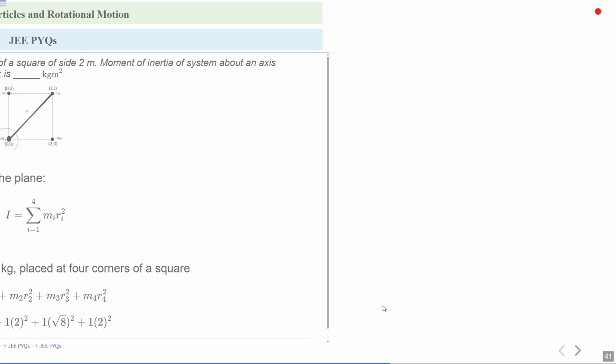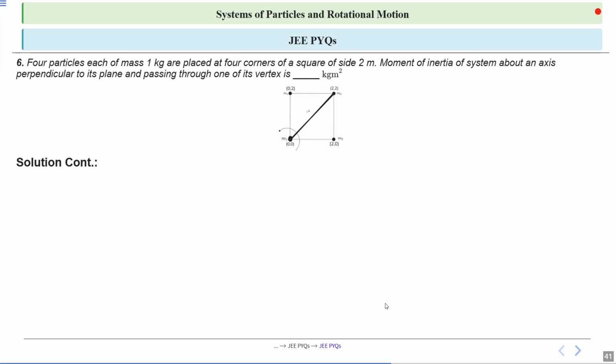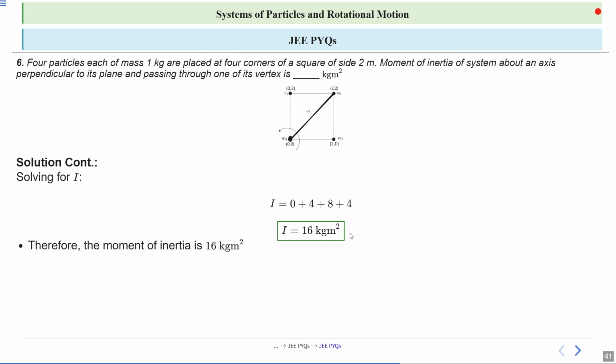Now we will solve this. When we solve, I equal to 0 plus 4 plus 8 plus 4. So I equal to 16 kg meter square, and this is the unit. We know the moment of inertia I equal to m r square, where m is the mass and r is the distance. So for m that is kg, and for r that is meter, and for r square, meter square. So kg meter square. So this is the moment of inertia. Therefore the moment of inertia is 16 kg meter square.